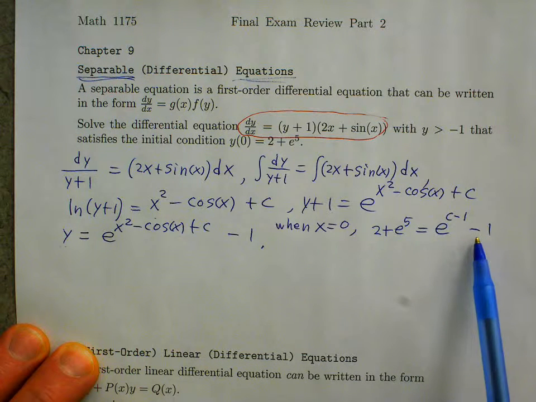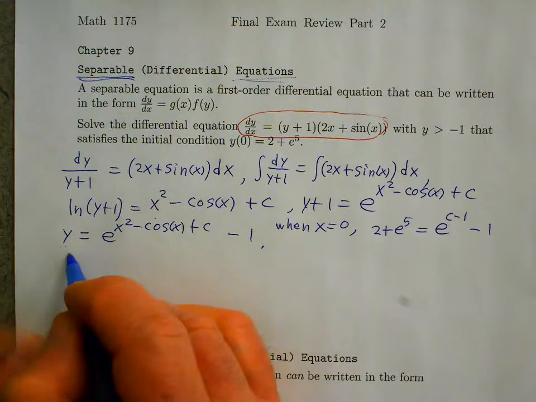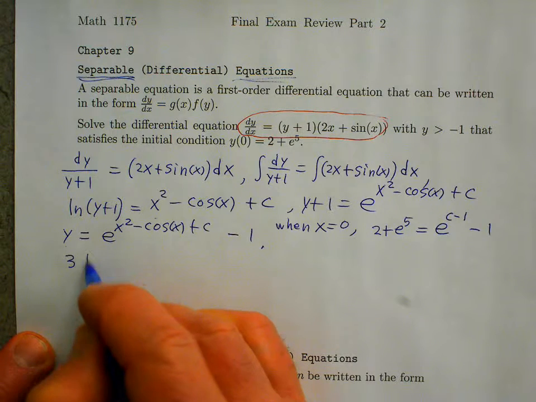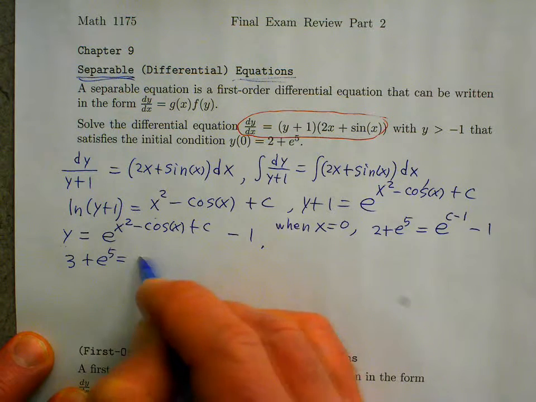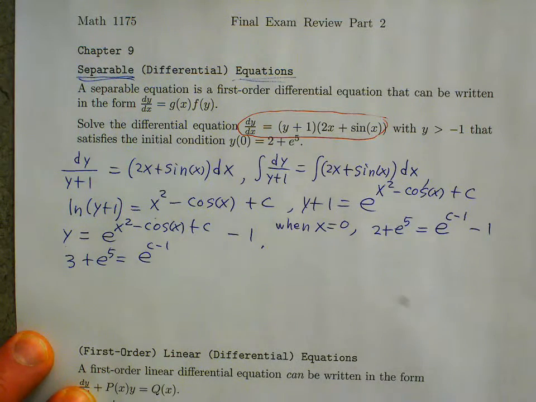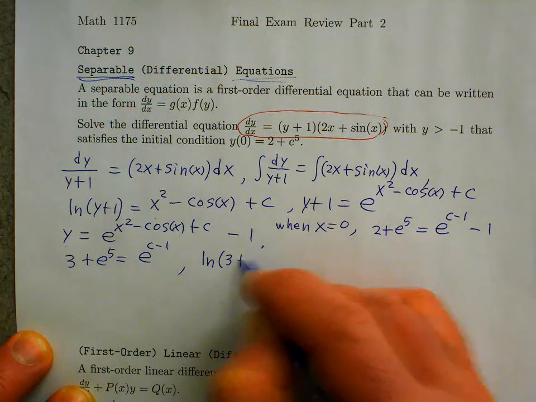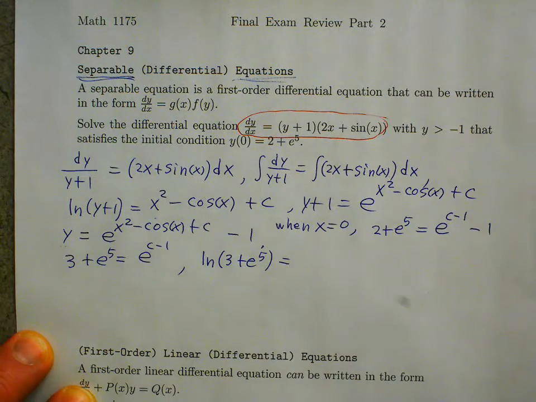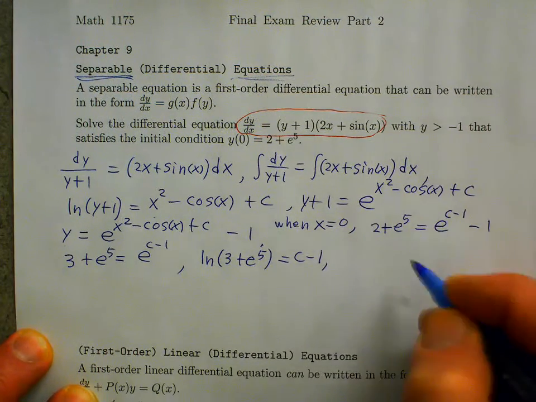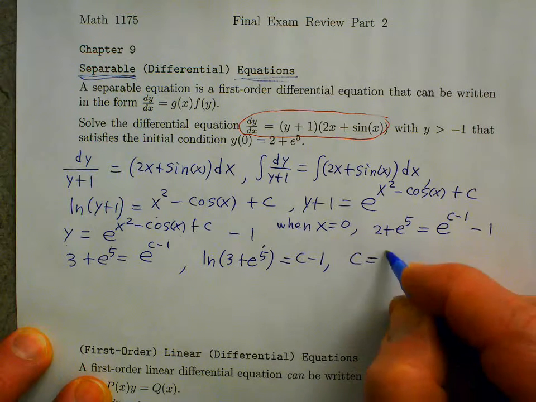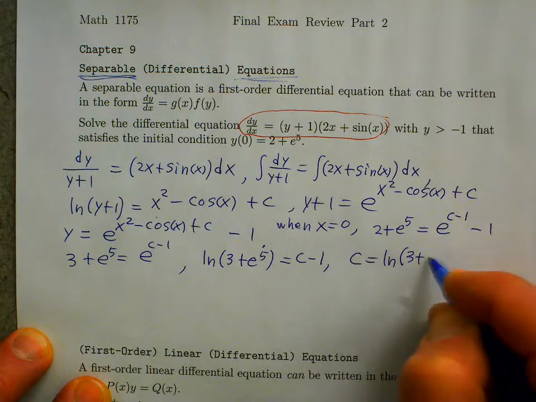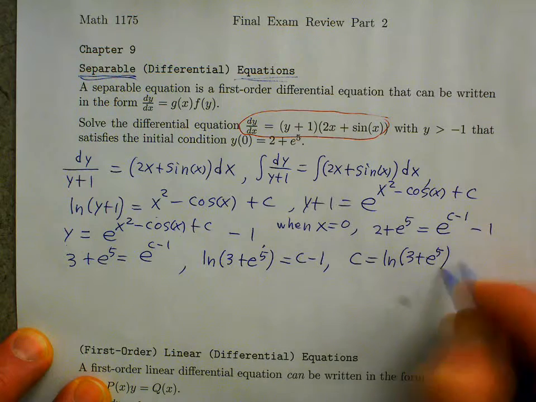And now we want to solve this equation for c. So first we'll add 1 to both sides, and we'll get 3 plus e to the 5th equals e to the c minus 1. C is in the exponent, and we want to solve for c, so we'll take the natural log of both sides, and we get the natural log of 3 plus e to the 5th equals c minus 1. And finally, c is equal to the natural log of 3 plus e to the 5th plus 1.